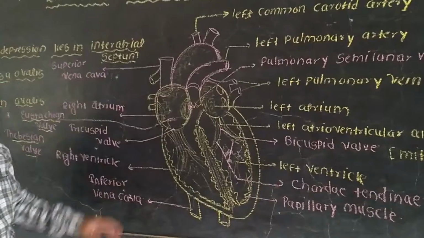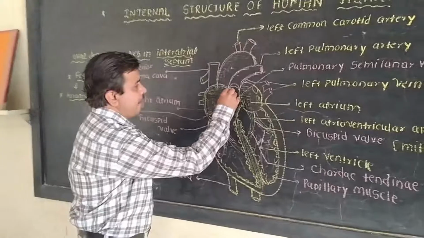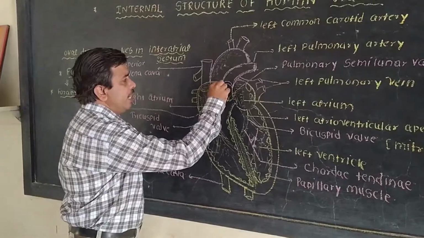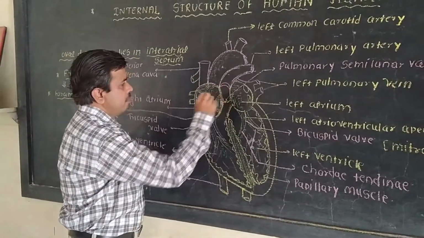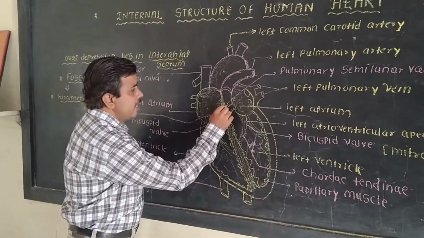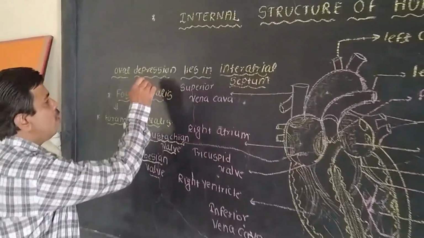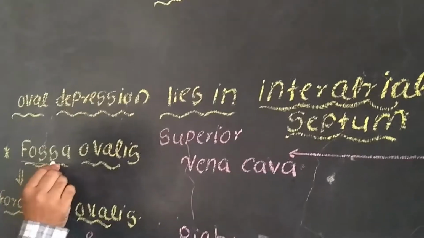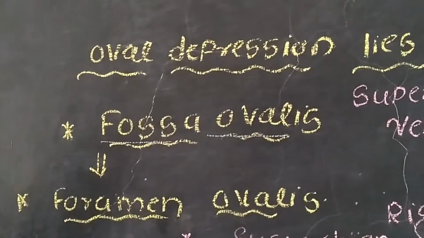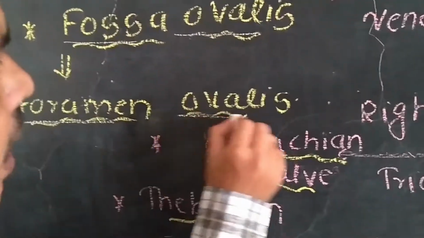Atria are the thin-walled receiving chambers, and these two chambers are separated from each other by the interatrial or interauricular septum. At the base of this interauricular septum, there is a small oval depression. This small oval depression is known as the fossa ovalis. In embryonic conditions, it is the remnant of a small aperture known as the foramen ovale.